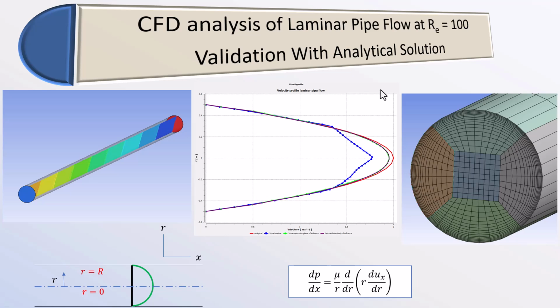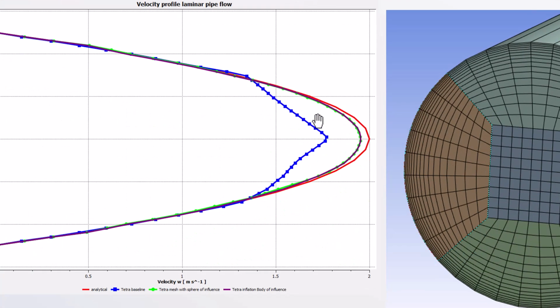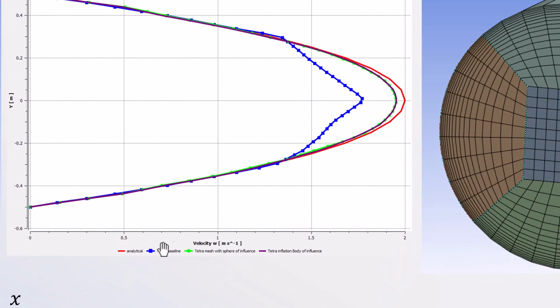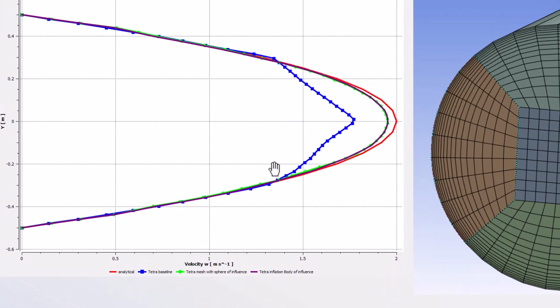But you can see that the graph here in blue color is from the tetra meshing baseline mesh. The second mesh and third mesh are again the same mesh, but in one mesh I have put a sphere of influence, and in the second mesh I have put a body of influence. The difference between them is very little.